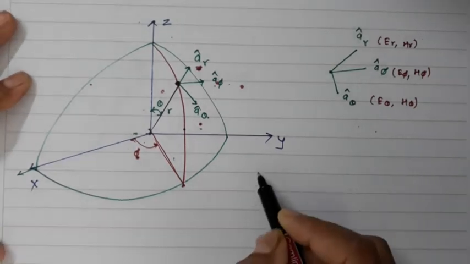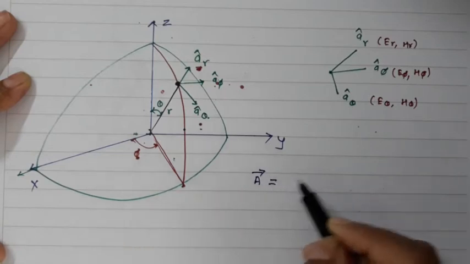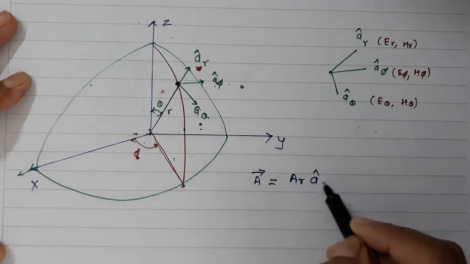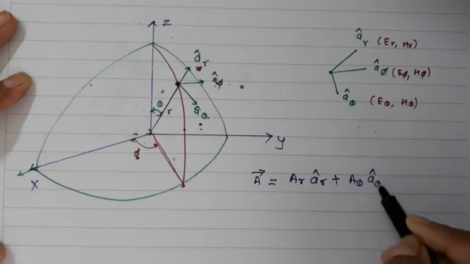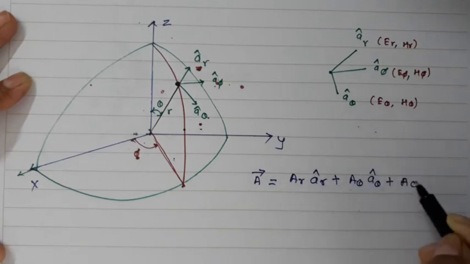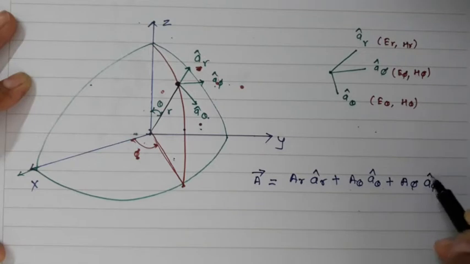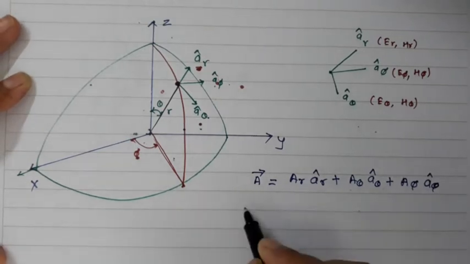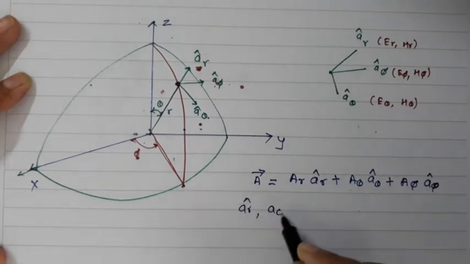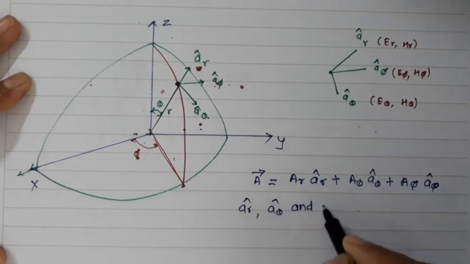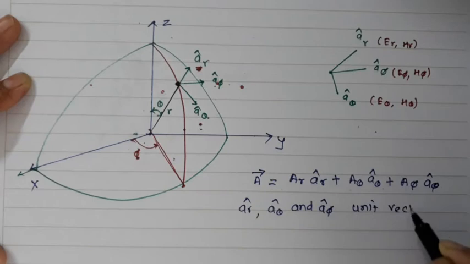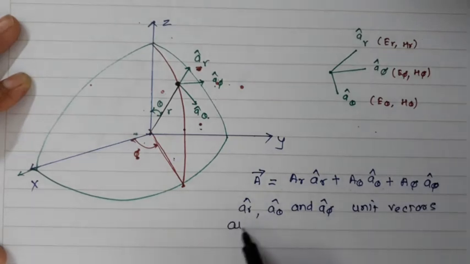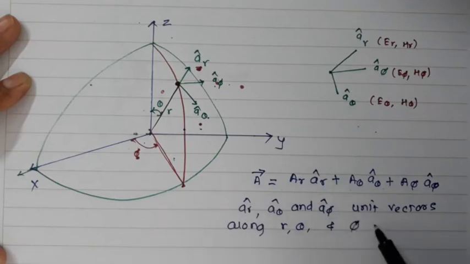Now here I am talking about the vector A, so it will be expressed as A_r unit vector in the r direction, A_theta unit vector in the theta direction, plus A_phi unit vector in the phi direction. So here a_r, a_theta and a_phi are the unit vectors along r, theta and phi directions.